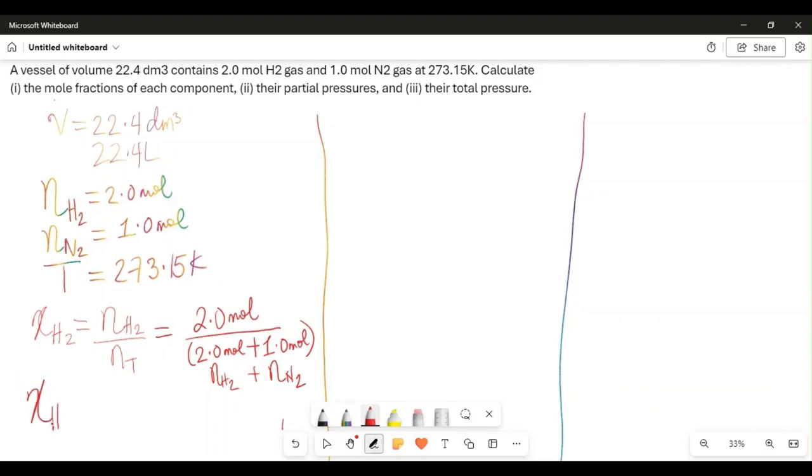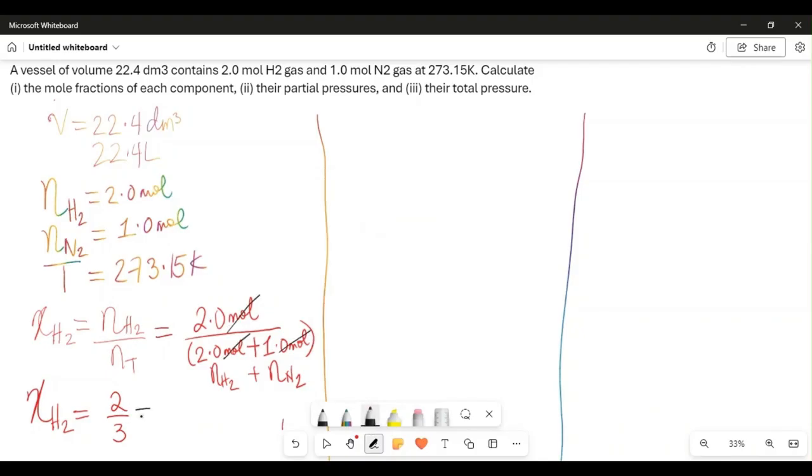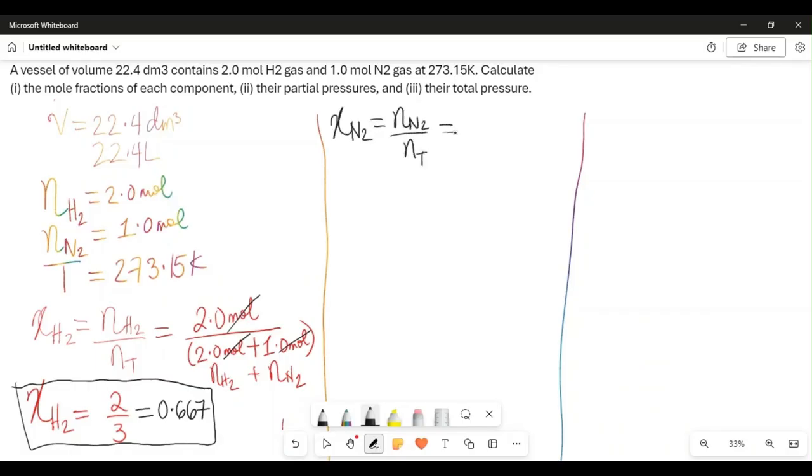So now the mole fraction of H2 is simply going to be 2 divided by 3, because of course the moles will cancel out. Since we're dealing with a fraction, there are no units. 2 over 3 is 0.667. So this is the answer for this mole fraction. Now we're going to solve for the mole fraction of N2: the number of moles of N2 gas divided by the total. That will be 1.0 mole divided by 3.0 mole. We cancel out the mole, and that's going to be 1 over 3, which is the same thing as 0.333. So it's important for you to know that we've now gotten the first part of the question.